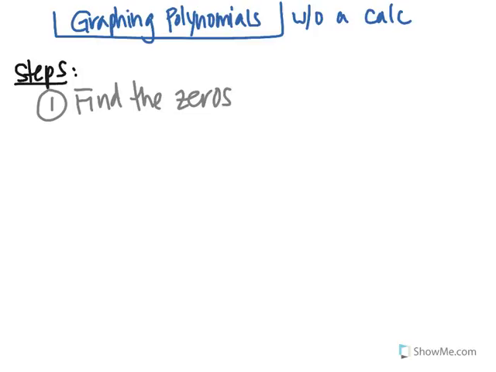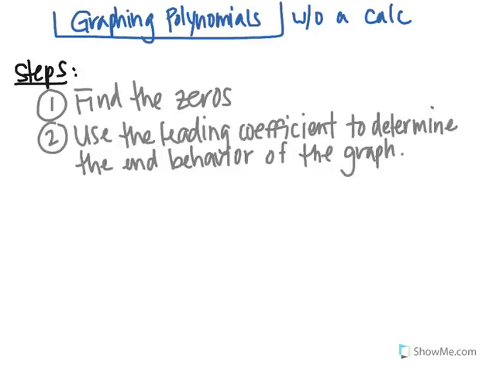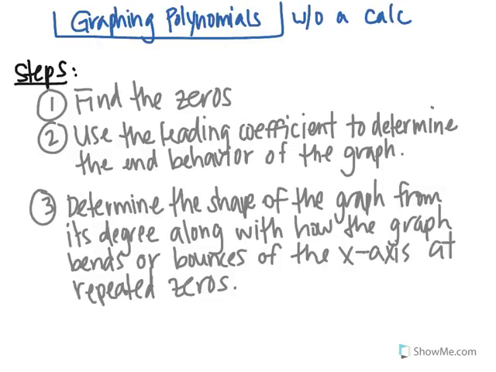Step 1 is to find the zeros. Step 2 is to use the leading coefficient to determine the end behavior of the graph. So is it ending up on the right or down on the right side? The last step is to determine the shape of the graph from its degree. If it's degree 4, you'll have 4 turns or 4 directions, along with how the graph bends or bounces off the x-axis at the repeated zeros. Remember, if it was an even degree, it would bounce off, and if it was odd, it would slice through but kind of bend at the 0.